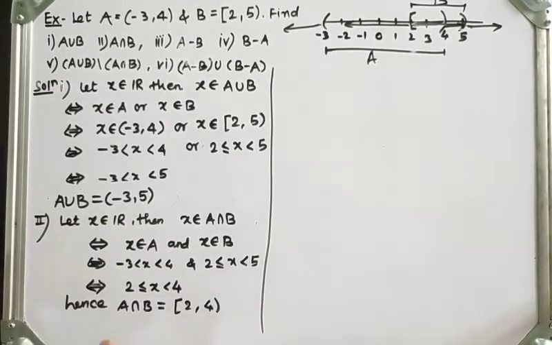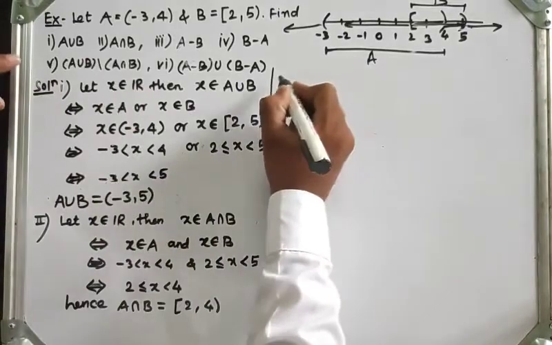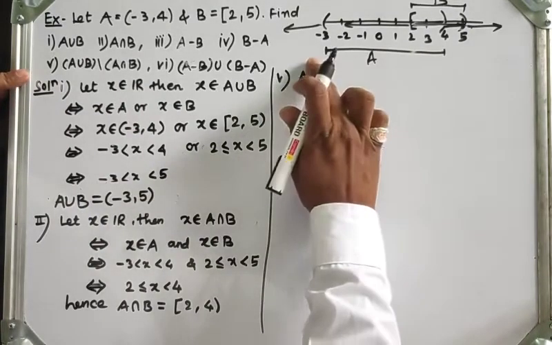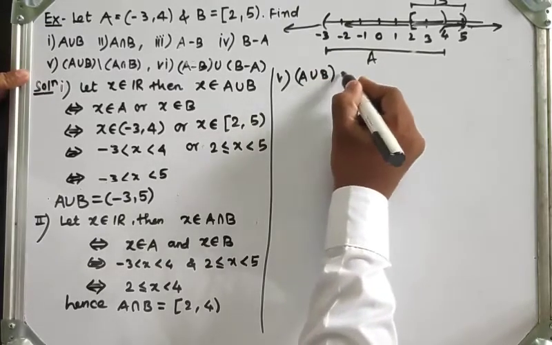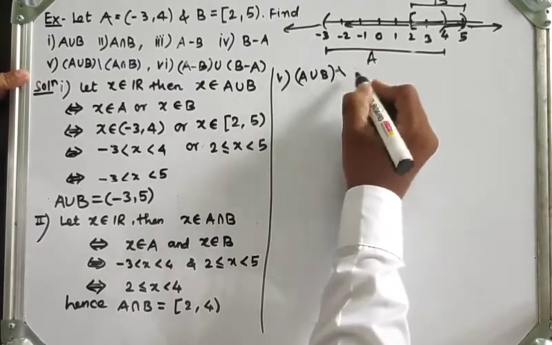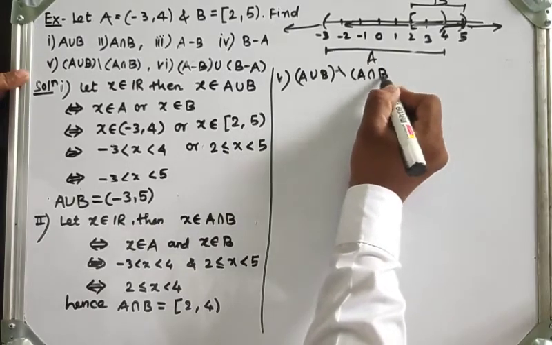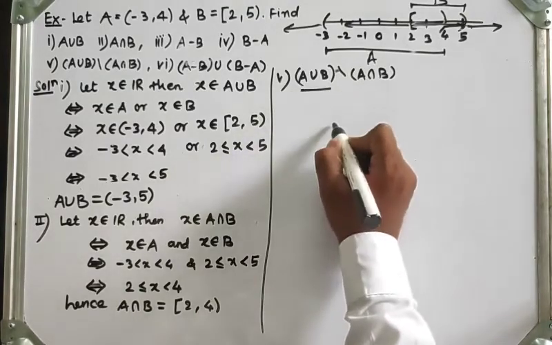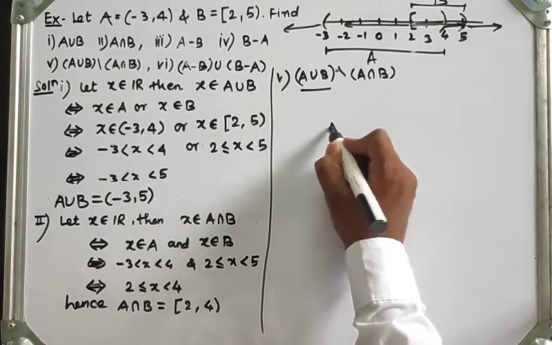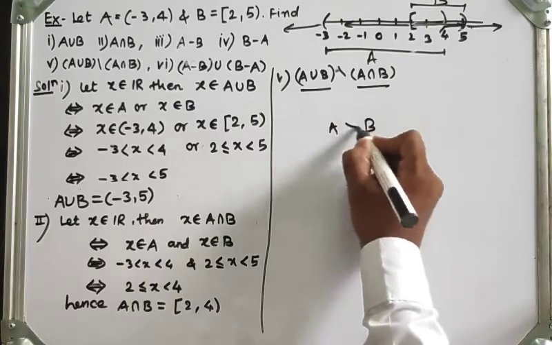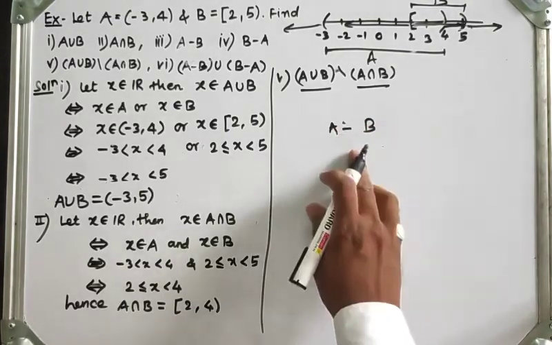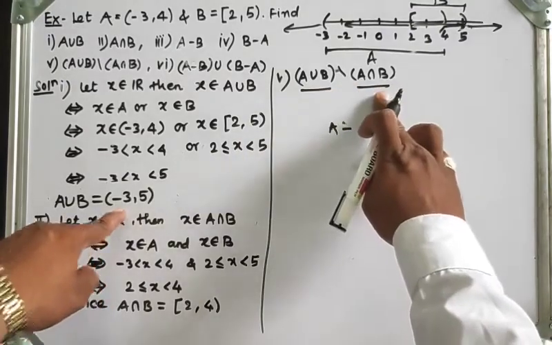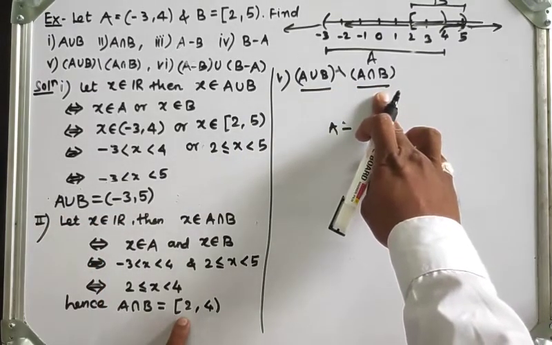Now next we have to find the fifth one, which is (A union B) minus (A intersection B). This is the same definition as before. Suppose this set is named A and this is named B, then we have to find A minus B. So what is A union B?